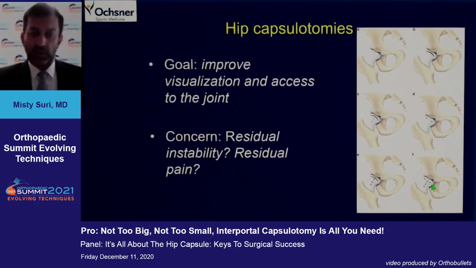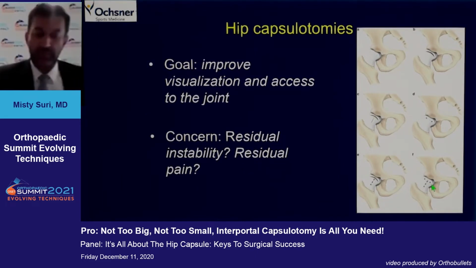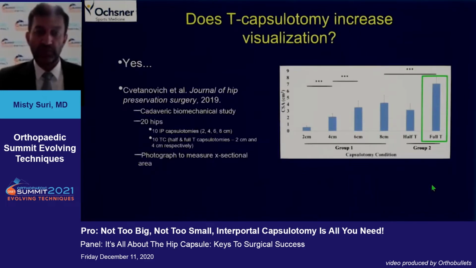So, are there consequences of treating the capsule? Many studies have shown that the capsule closure is very important in reducing residual post-op instability and post-op pain. Doesn't matter how big it is. Theoretically, the smaller the better, but are we trading visualization if it's too small? My opinion would be that the interportal capsulotomy provides just enough exposure without violating too much of the capsule.